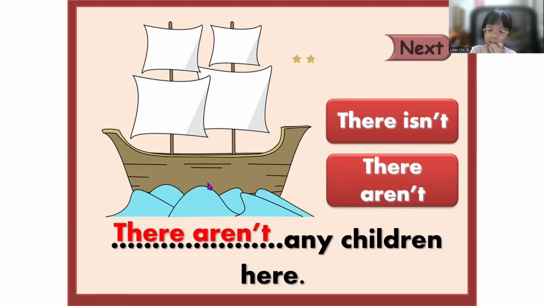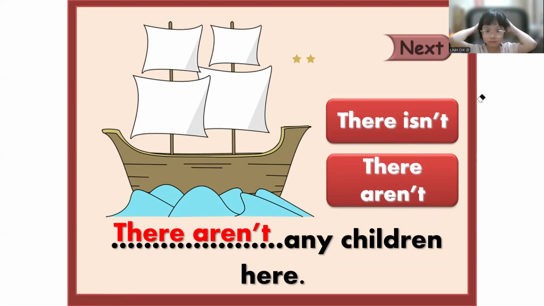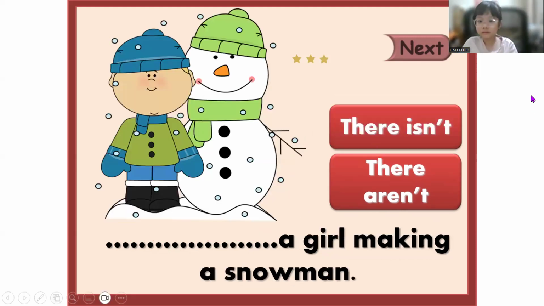Very good. Okay, now teacher, when can we say there isn't? When we say child. There isn't any child here. Child is one, children is many. Okay. For this one, you've got another 1 star, Mary. Okay, what about this one, Mary?